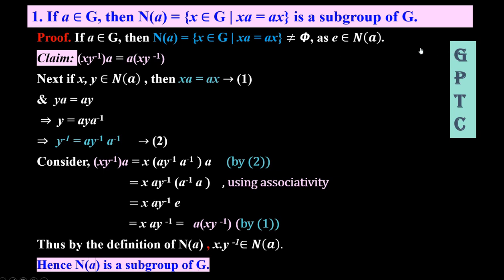So what is given we have written, and what is to be proved, all these come under N of A is a subgroup. We haven't written it explicitly, but N of A is a subgroup is what is to be proved. All these come under the technique part, and this is the conclusion. So remember that GPTC rule.